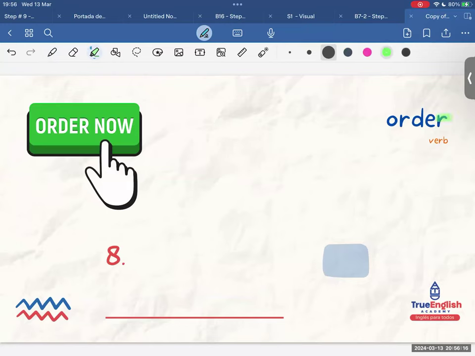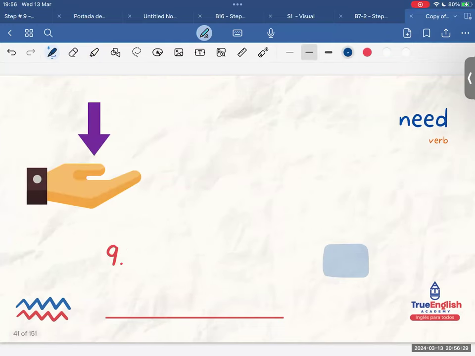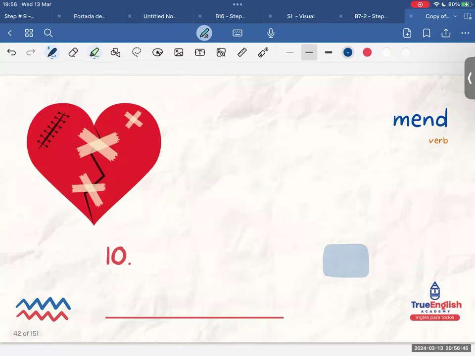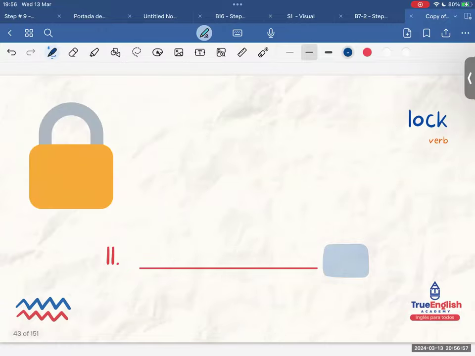Order. Ordered, ED. With the order, right? Vibra. Number nine finishes with D. Needed. This one is ED. Right, ED. Let's go with number 10. Finishes with D. Mended. You got it. ED. Let's go with 11. Look. Locked. T.